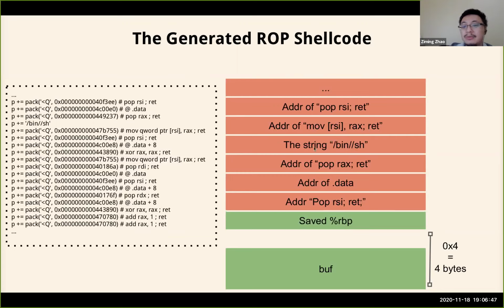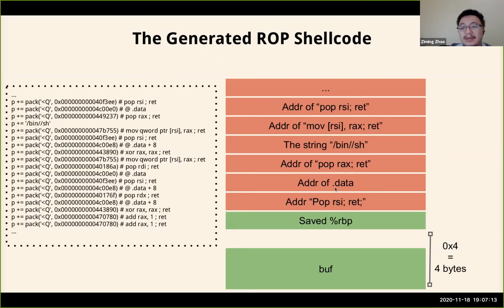So there will be two copies of the string. After this line, there will be two copies of the string in memory. One copy is on the stack. Another copy is in the .data section. Getting the .data section is not a very difficult task, especially if we disable address space layout randomization here.